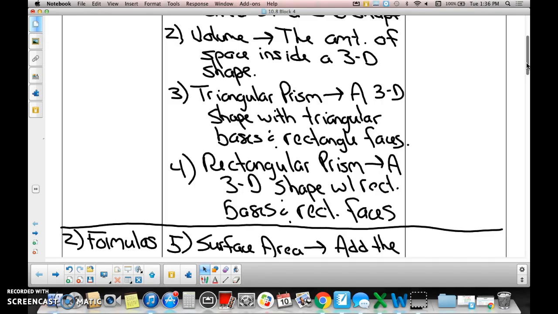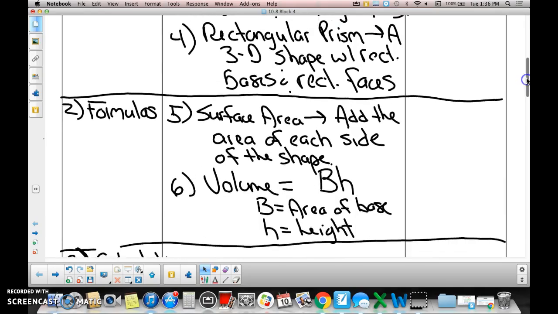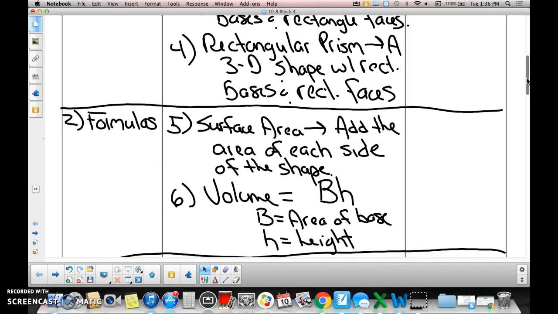6. Does it depend on the shape? Yeah. So a triangular prism would have how many faces? 3. A rectangular prism would have how many faces? 4. Okay.